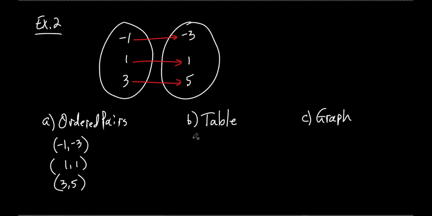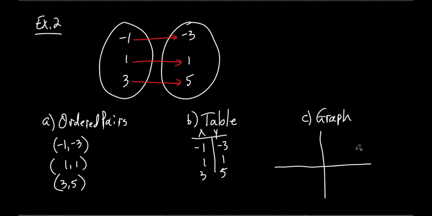So you did that. Represent it as a table. So we do this. Put an X and a Y here. What's the X's? Negative 1, and then negative 3, 1, 1, and 3, 5. Easy. Represent it as a graph. So you just plot the points. All right? Negative 1, negative 3, right there. 1, 1 is right there. And then 3, 5, 1, 2, 3, 1, 2, 3, 4, 5 is about right there. There you go. And that's what they ask for.